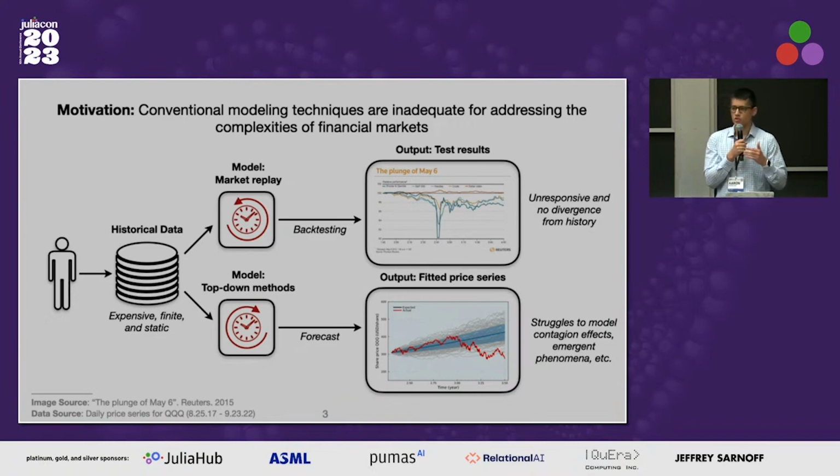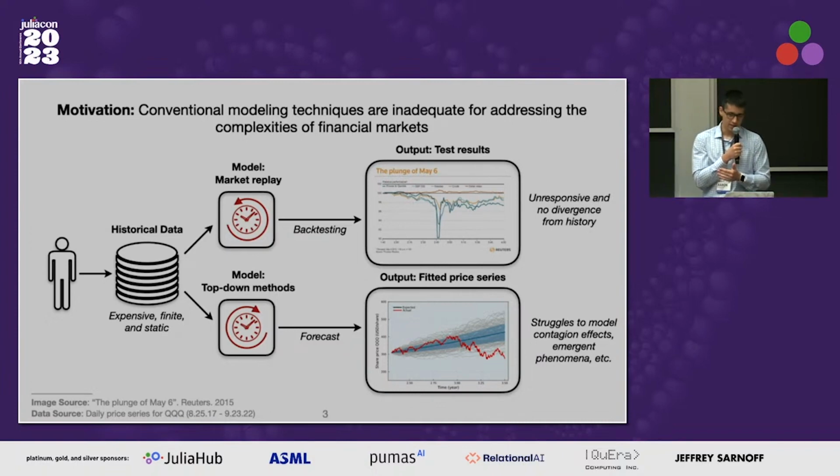One thing which can maybe be a downside is that they're unresponsive. There's no reaction to your action; that feedback is not present in something which is only using historical data sets. There's no divergence from price history.